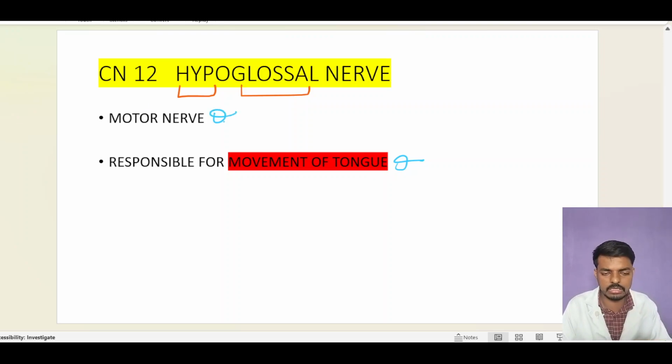So here comes the end of today's topic, the cranial nerves.